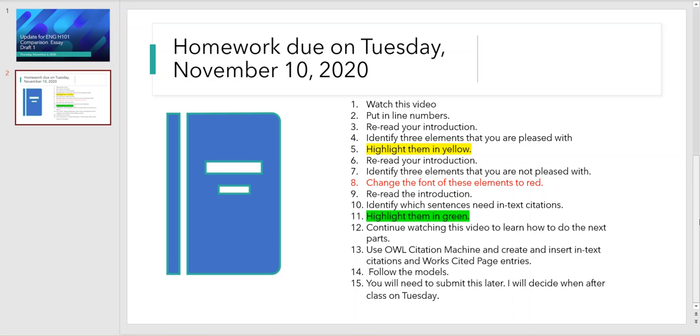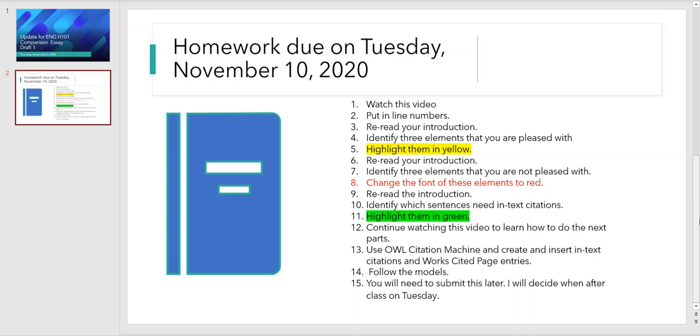The first thing you're going to do with your introduction is put in the line numbers, then reread your introduction. Identify 3 elements that you are pleased with, highlight them in yellow, reread your introduction. Identify 3 elements that you are not pleased with. Change the font of these elements to red. Reread the introduction. Identify which sentences need in-text citations. Highlight them in green.